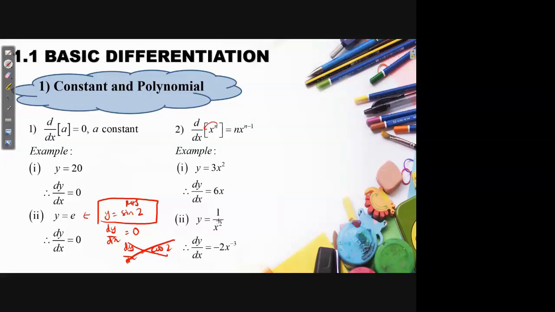How are we going to differentiate 1 over x squared? Remember, we can rewrite this as x to the power negative 2. That's why you have to know all the basic mathematics. From here, we know how to differentiate x to the power negative 2. We multiply negative 2 in front, so we have negative 2, then we just copy x, and negative 2 minus 1. So we have negative 2x to the power negative 3.